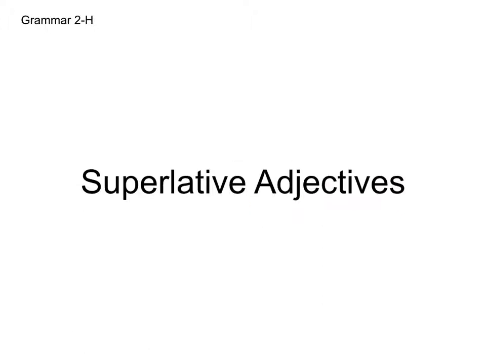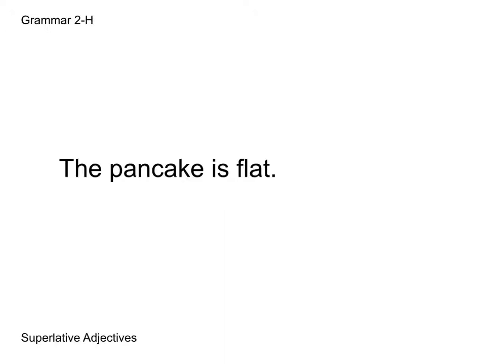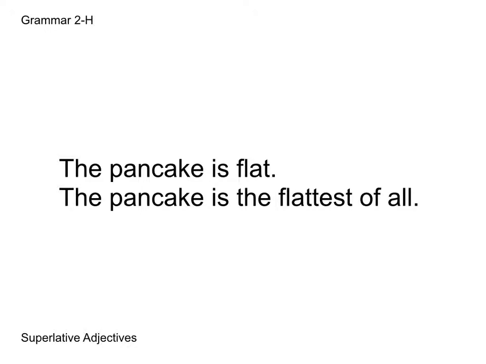Next, we're going to look at superlative adjectives. We're going to use the same examples. So the first one is the pancake is flat, and we're going to make this into a superlative adjective. So we have the pancake is the flattest of all. Notice once again that T is going to have a partner now, and there are two T's, and we're adding EST at the end of flat.